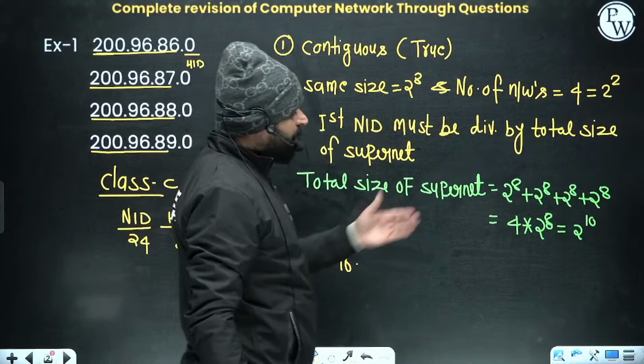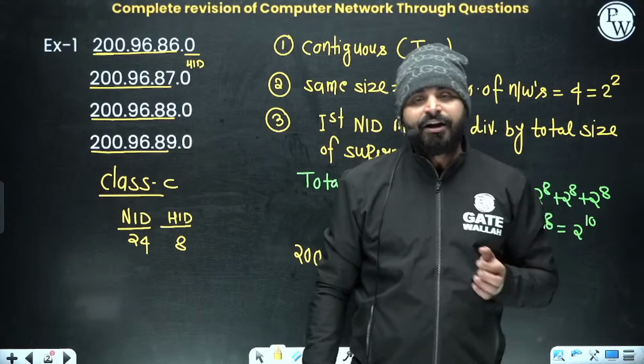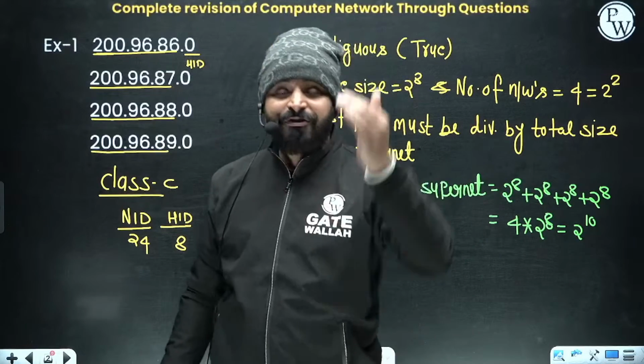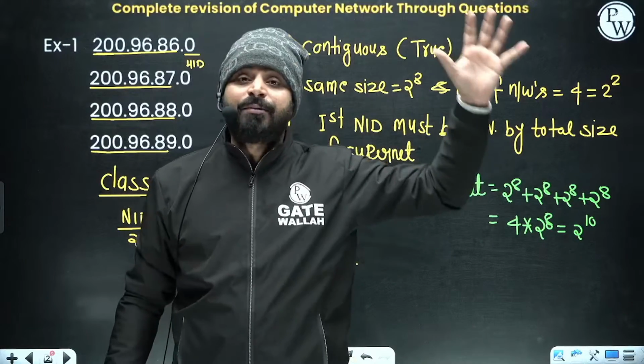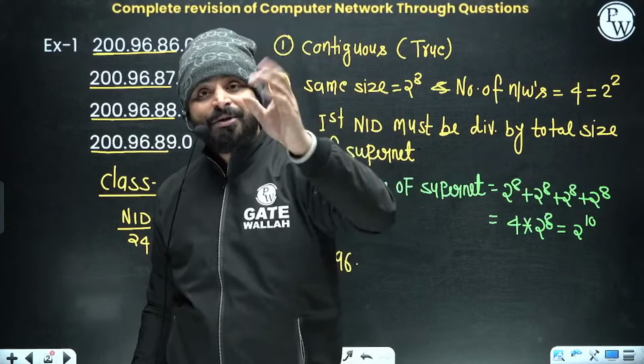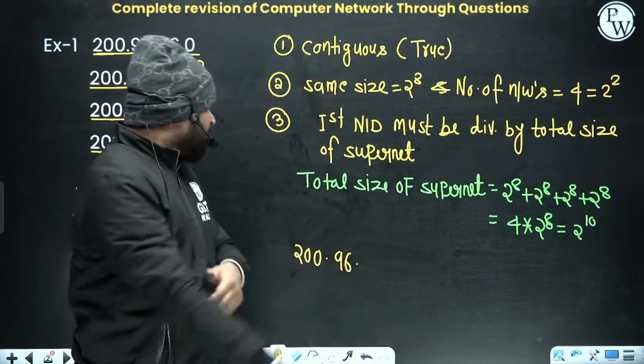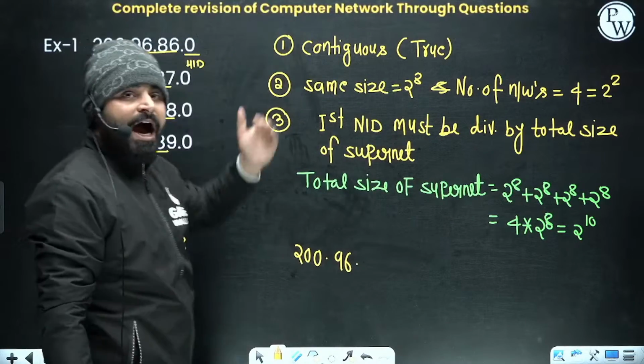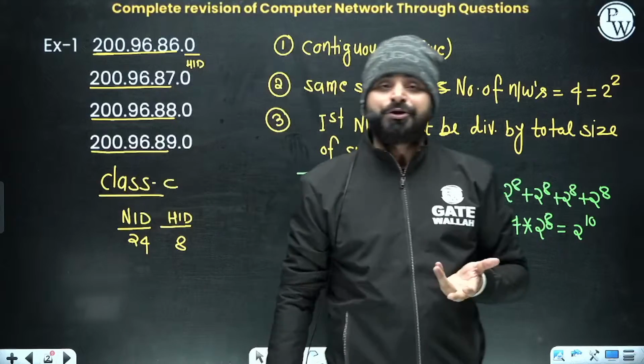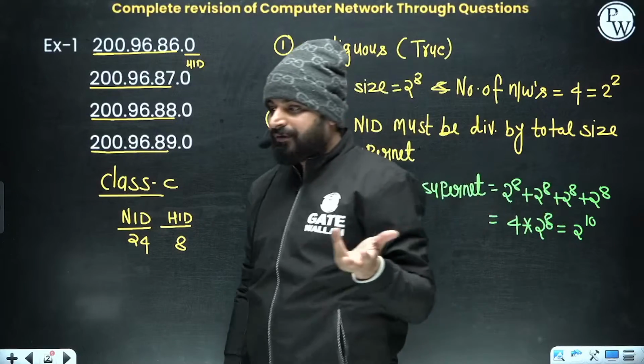200.96.86. We have to divide by 2 power 10. If there is a 32-bit number and we divide by 2 power 10, it means the last 10 bits represent the remainder and the remaining bits represent the quotient. Now let's see. We have to convert only the last 2 octets into 0 and 1. The remaining we don't need to check.